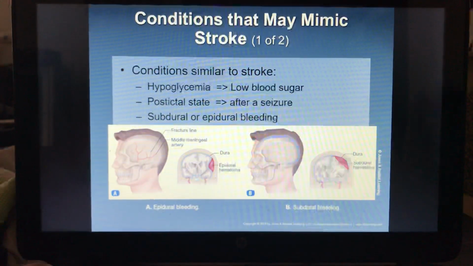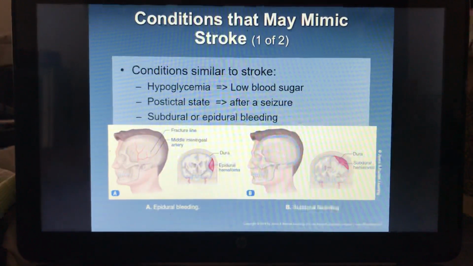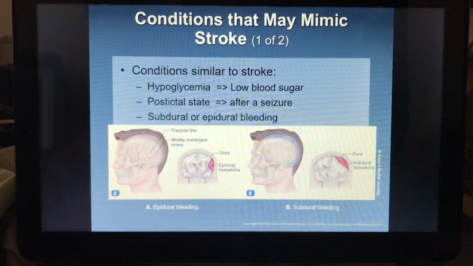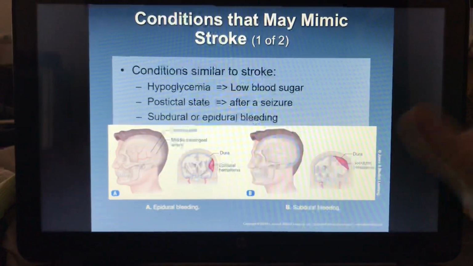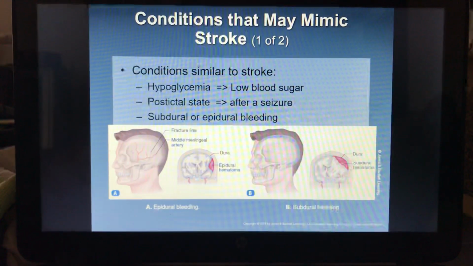There are some things out there that can mimic a stroke. One is hypoglycemia, which means low blood sugar. You can have diabetic patients whose sugar drops so low that you need to check a blood sugar. If you do not check a blood sugar and you try to transport a patient, you'll do more harm than good. Because one thing you could do is give them some D50 or some oral glucose, depending on whether they're alert and able to swallow. And also, you'll look like an idiot.